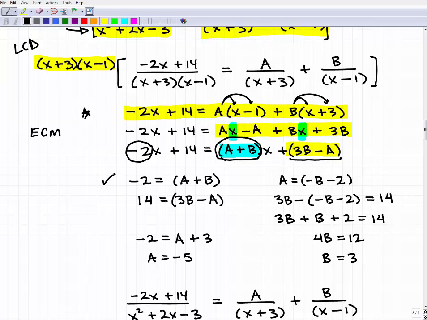This is the key to understanding this method. So if you just understood what I just said here, then you're going to be good with this method. Now, over here on the right-hand side, we have 3B minus A. It just represents a number. So that number here is 14, okay? There's no x's here, nothing like that. So 14 is going to be equal to 3B minus A. Okay, so if you got that, we're good.